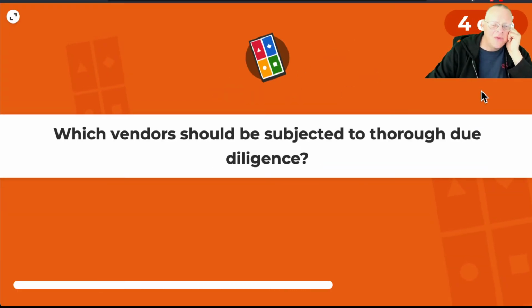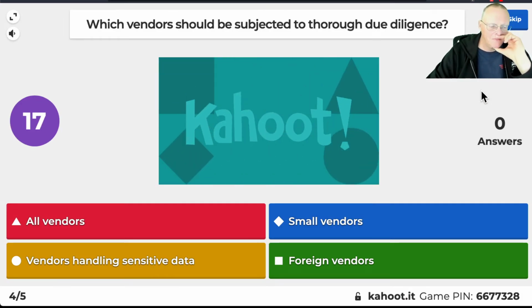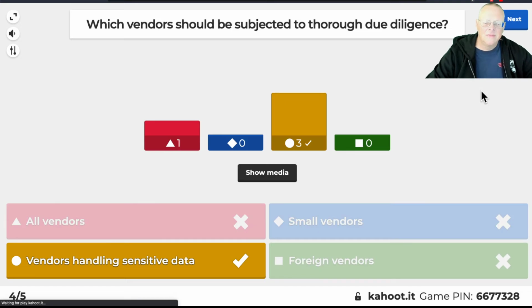All right, so what vendors should be subjected to thorough due diligence? Yeah, the ones handling sensitive data, that's what matters. These other things are secondary considerations.